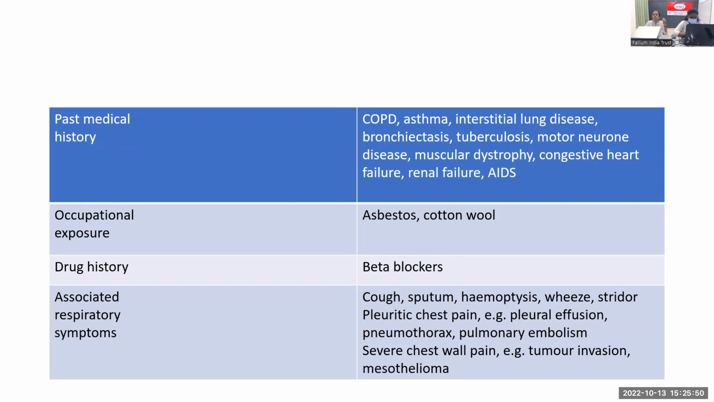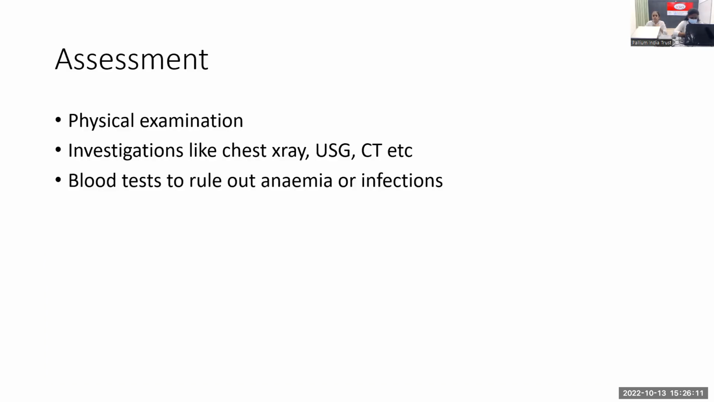Check whether they are taking beta blockers. We know that many of the antihypertensive drugs, like the metoprolol group of drugs, are beta blockers. Many of them can cause breathlessness. And ask whether there is cough, blood in sputum, wheeze, stridor, pain, everything you have to ask.